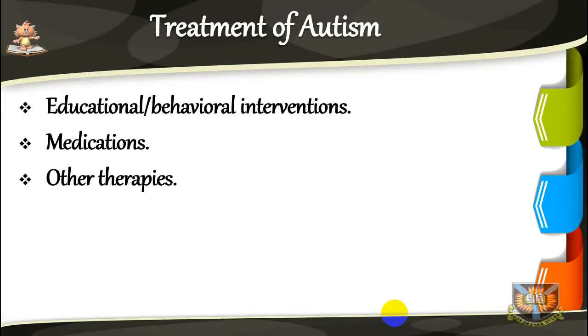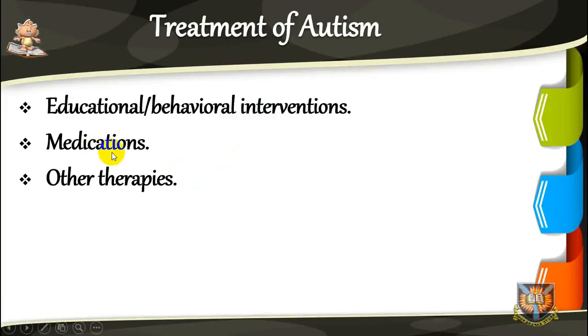1. Educational or behavioral interventions. Therapists use highly structured and intensive skill-oriented training sessions to help children develop social and language skills. Family counseling for the parents and siblings of children with autism often helps families cope with the particular challenge of living with an autistic child.